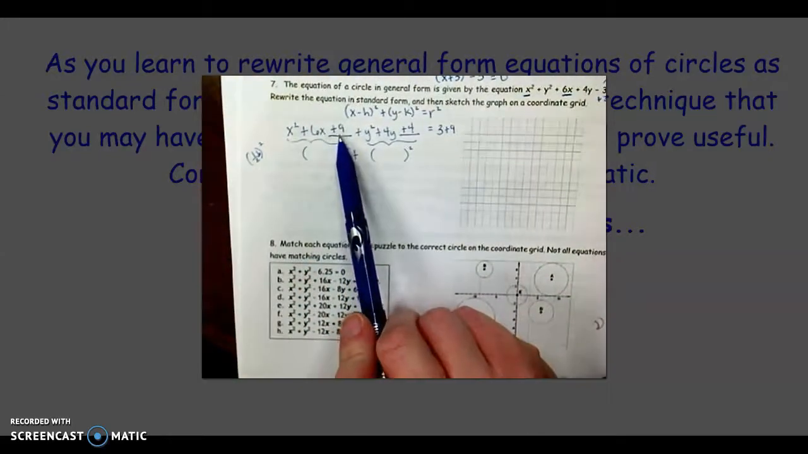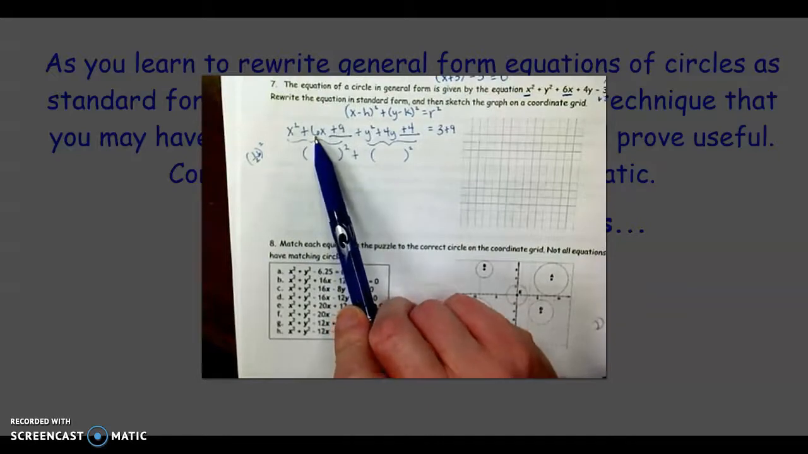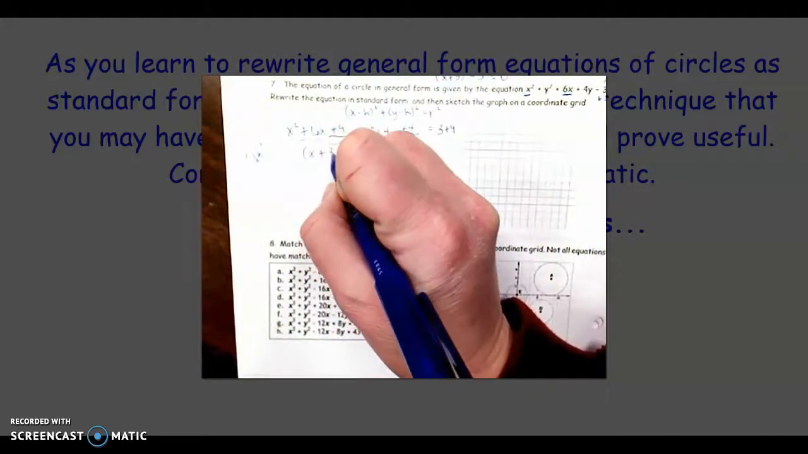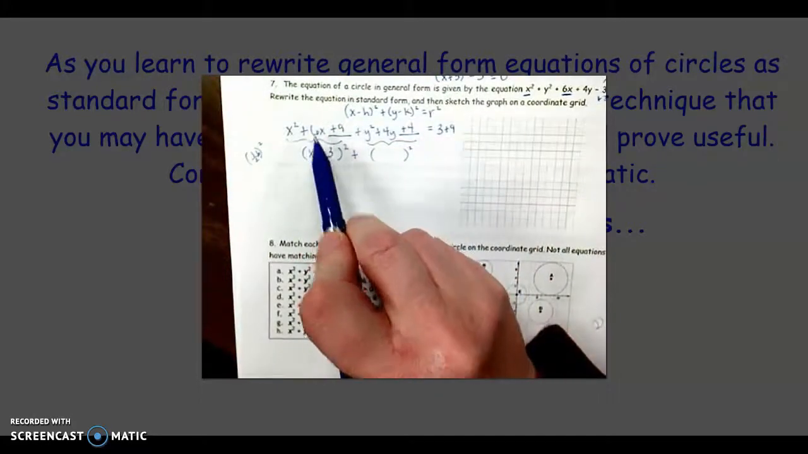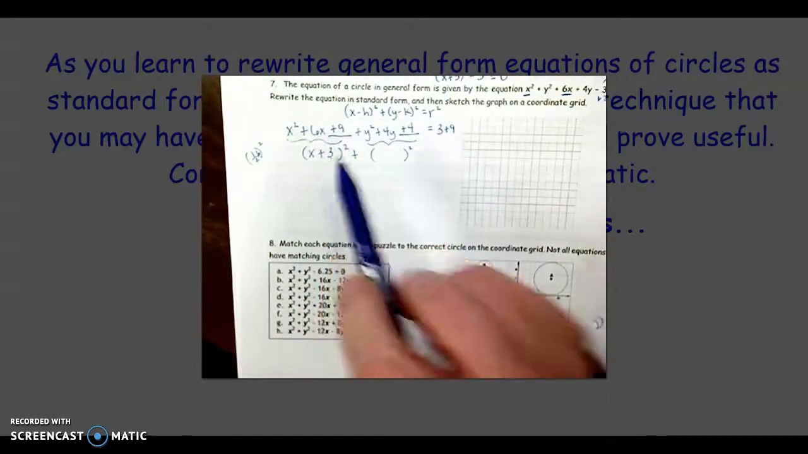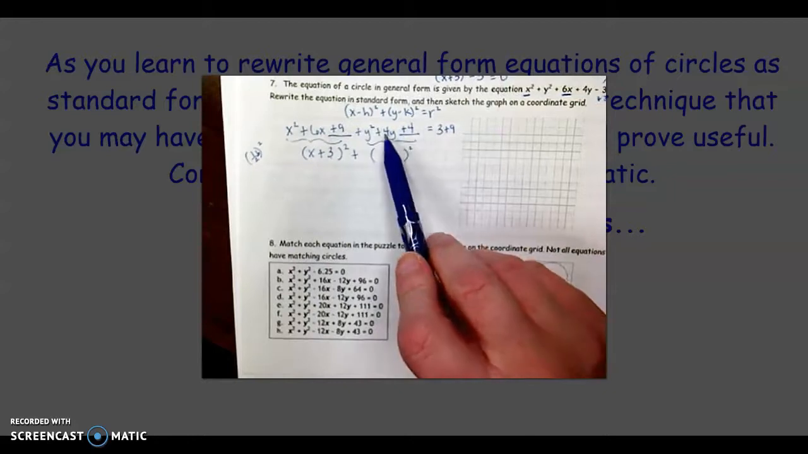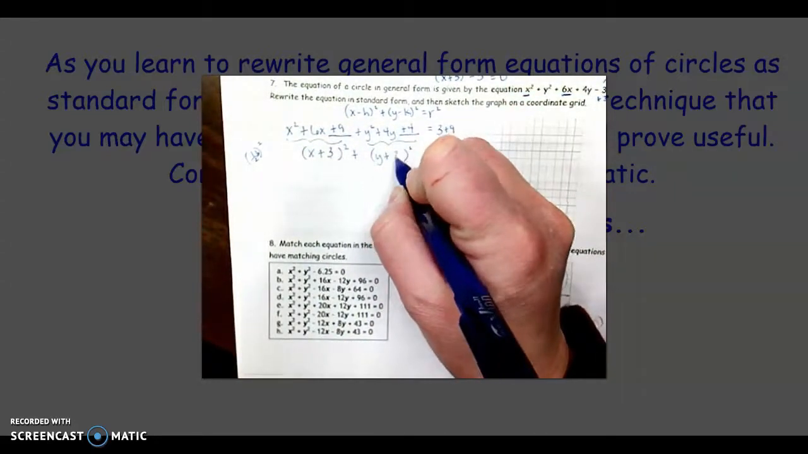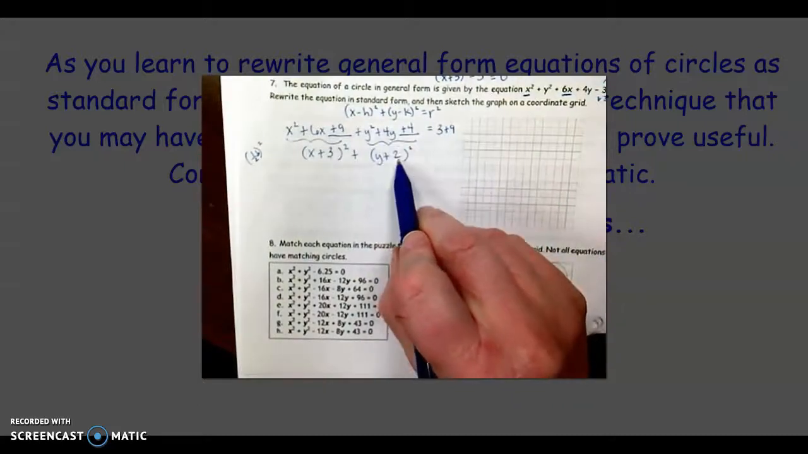What numbers multiply to get 9 and add to get 6? They both have to be 3's. So this becomes x plus 3. Do you see how that's simply half of that number? What numbers multiply to get 4 and add to get 4? They both have to be 2's. So this has to be y plus 2. Half of 4 is 2.